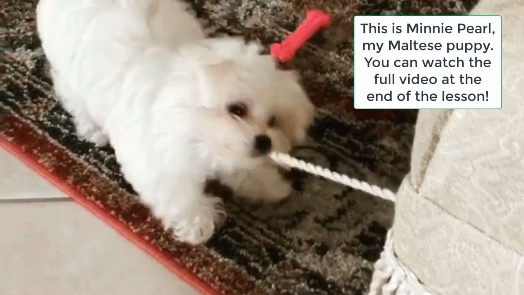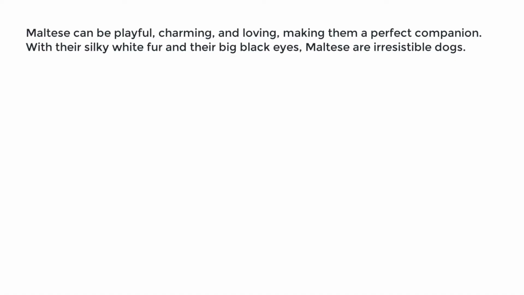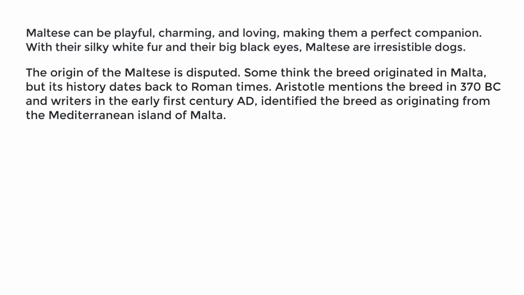Let's look at this passage about the Maltese dog. Maltese can be playful, charming, and loving, making them a perfect companion. With their silky white fur and their big black eyes, Maltese are irresistible dogs. The origin of the Maltese is disputed. Some think the breed originated in Malta, but its history dates back to Roman times. Aristotle mentions the breed in 370 BC, and writers in the early 1st century AD identified the breed as originating from the Mediterranean island of Malta.